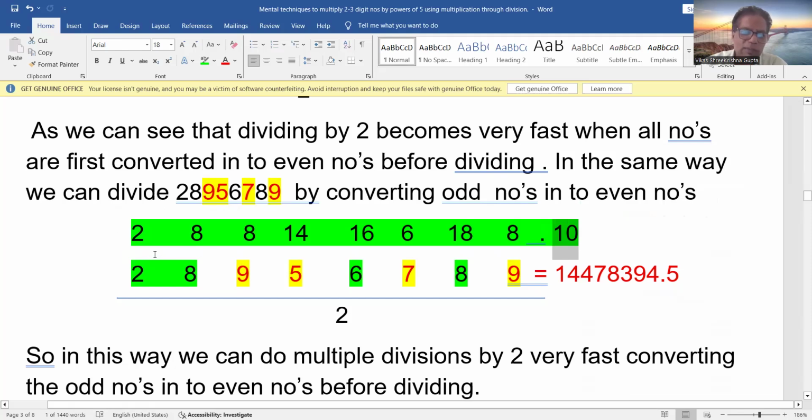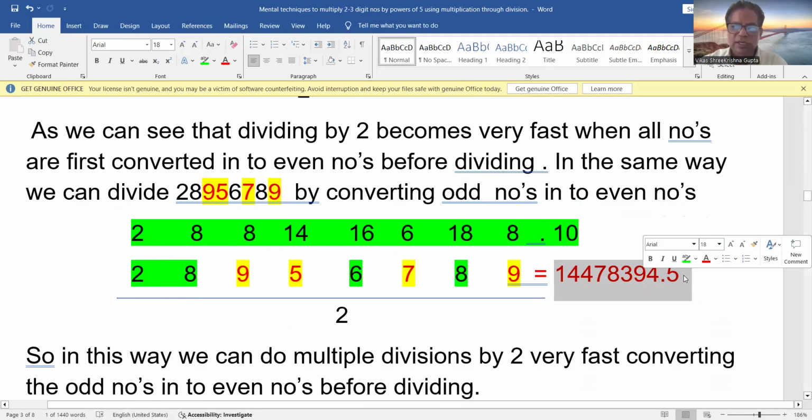Now I divide this whole number. Instead of dividing 2 8 9 5 6 7 8 9 by 2, I will divide 2 8 8 14 16 6 18 8.10 by 2. So see the difference. Now 2 divided by 2 is 1, 8 by 2 is 4, 8 by 2 is 4, 14 by 2 is 7, 16 by 2 is 8, 6 by 2 is 3, 18 by 2 is 9, 8 by 2 is 4, and then point, and then 10 by 2 is 5. So I get the answer very fast when I divide the full number by 2.